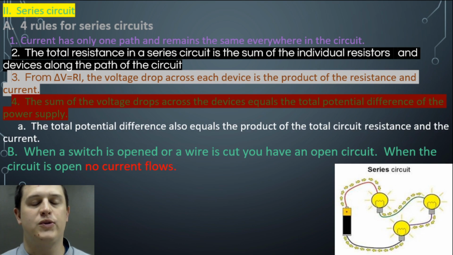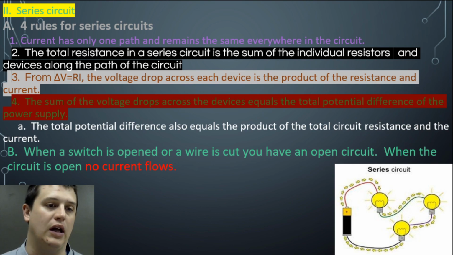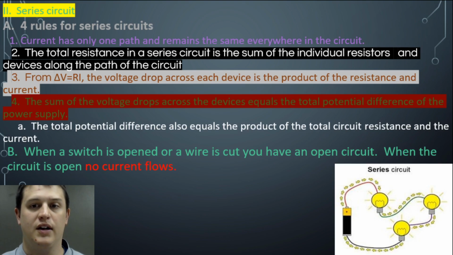When a switch is opened or a wire is cut, you have an open circuit. When the circuit is open, no current flows. So that's the idea again of plugging in the outlet, taking your plug and plugging in the outlet. Before you plug it in, it's open, there's no current flow. Once you plug it in, closed circuit, now it's ready to flow. Open where it can't flow, closed, can flow.